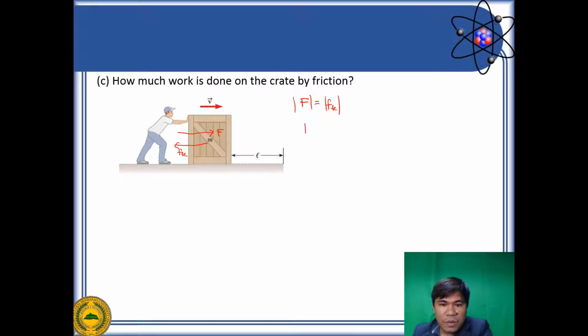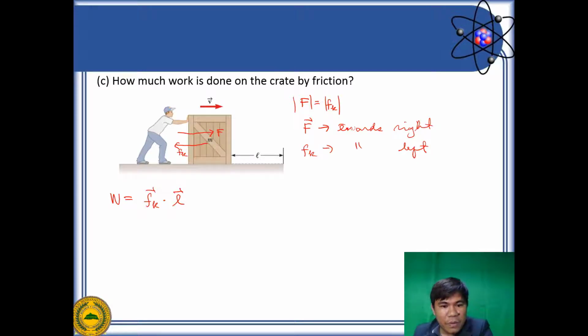So we've learned that the external force is towards the right, but the kinetic friction is towards the left. So bottom line is, if we calculate the work, the work done by friction should be the scalar product of Fk and the displacement, which is L.